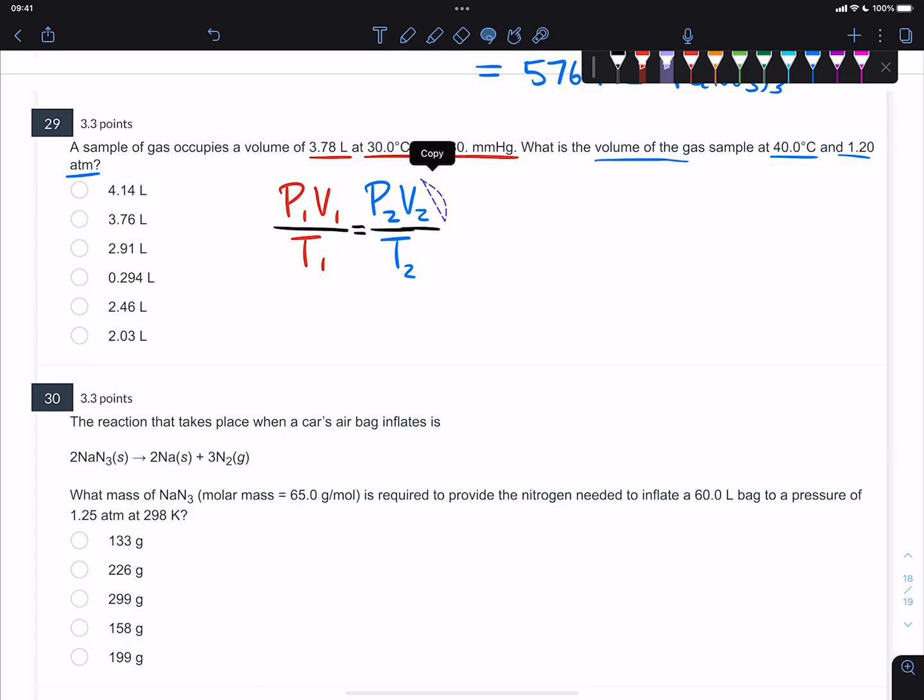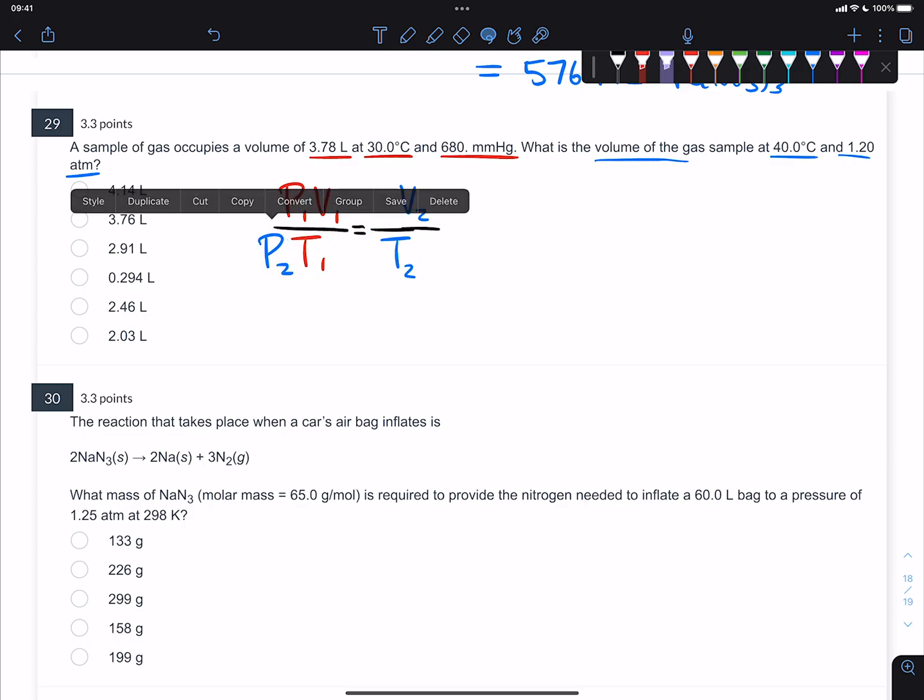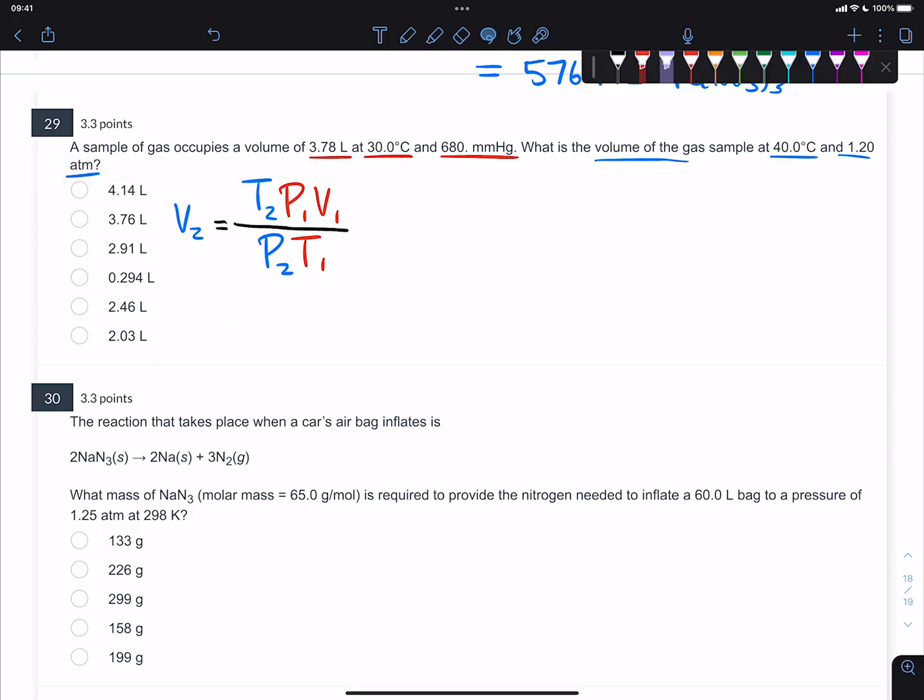So to do this, I would divide both sides by P2, so P2 is going to go downstairs. And then multiply both sides by T2, so T2 is going to go upstairs. So the final volume is equal to the final temperature times the initial pressure times the initial volume, divided by the product of the final pressure times the initial temperature. And you just plug and chug everything in.